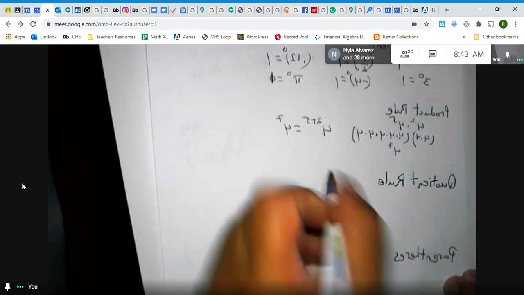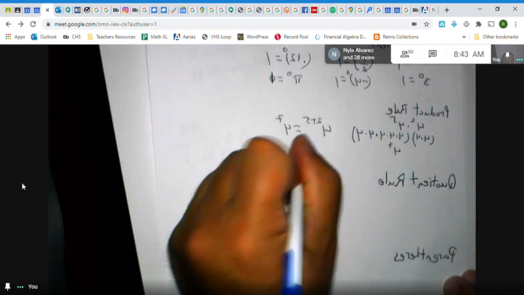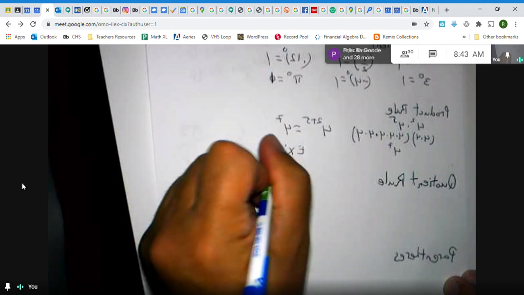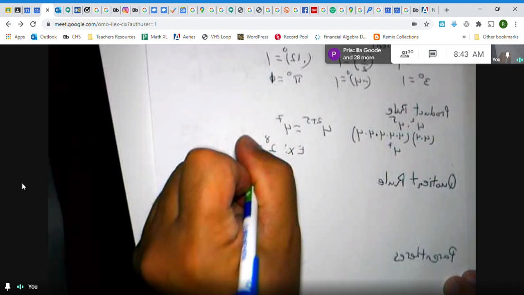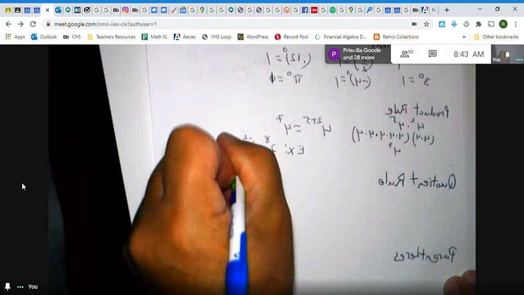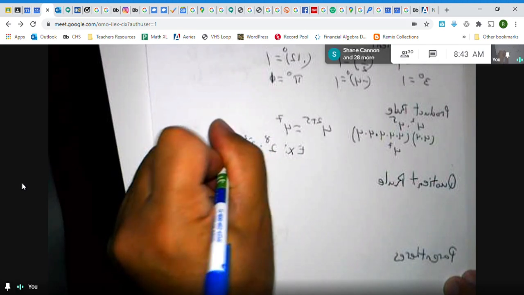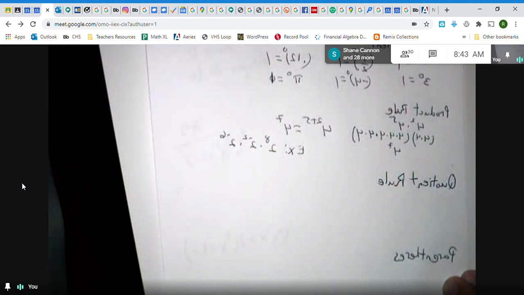Let's try one. What's 2 to the 8th times 2 to the negative second times 2 to the negative 6th? Go ahead and simplify that for me. I'll give you 10 seconds.